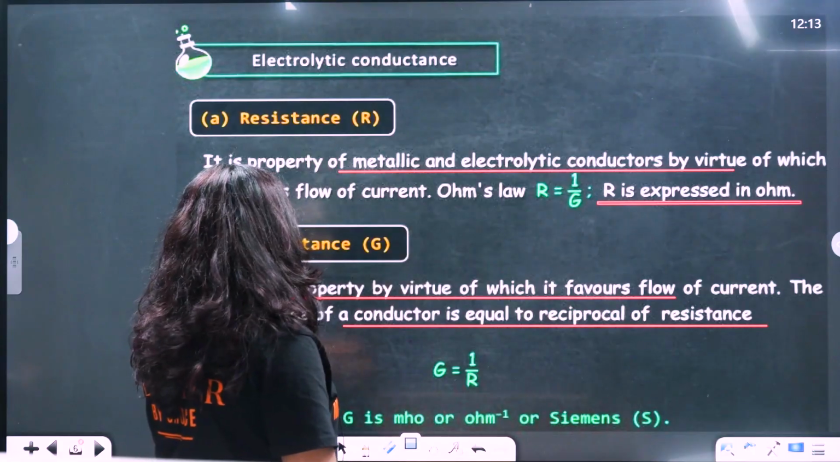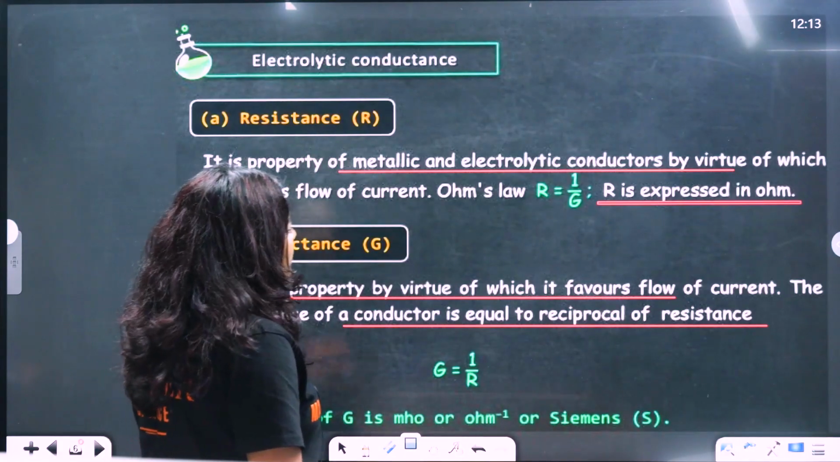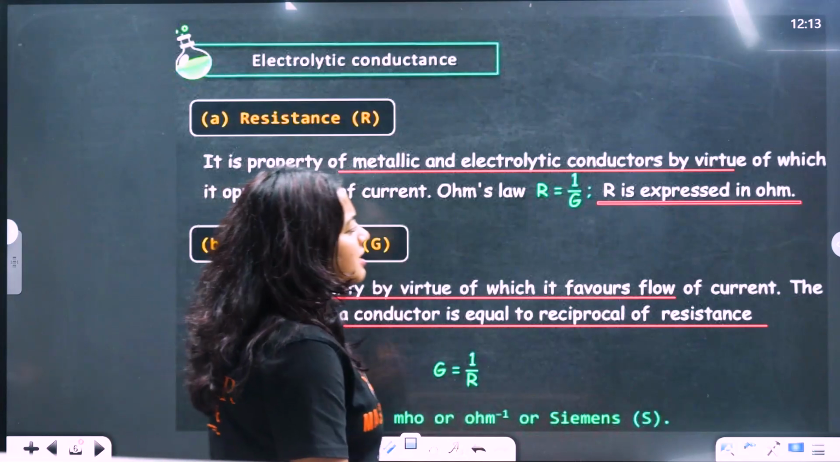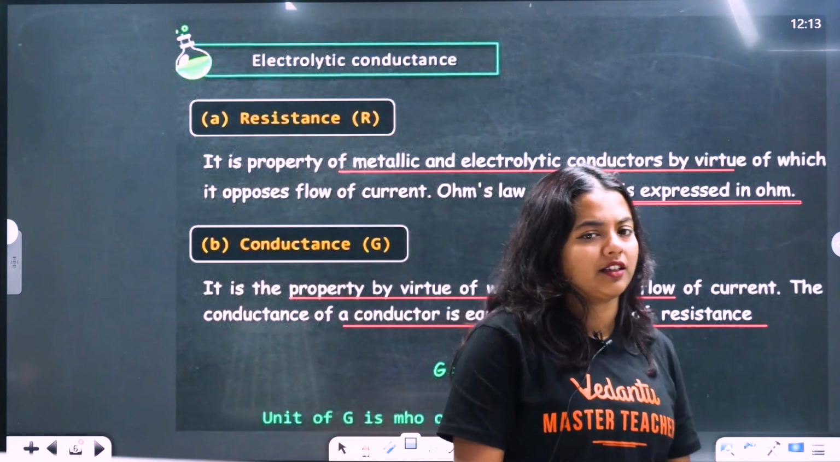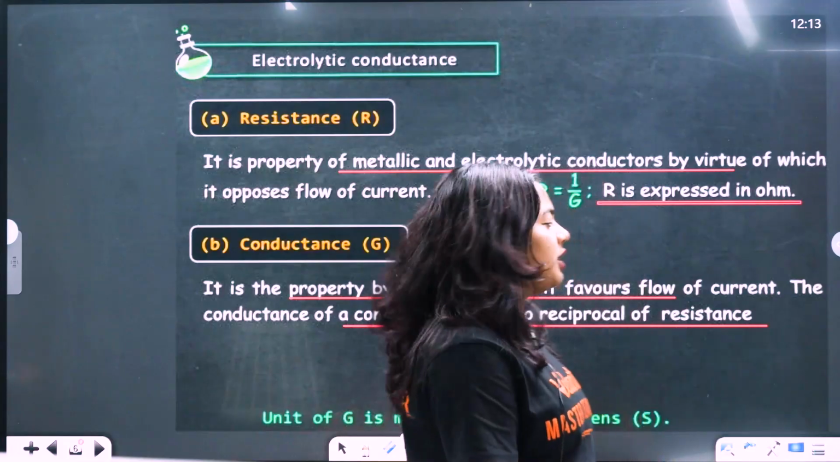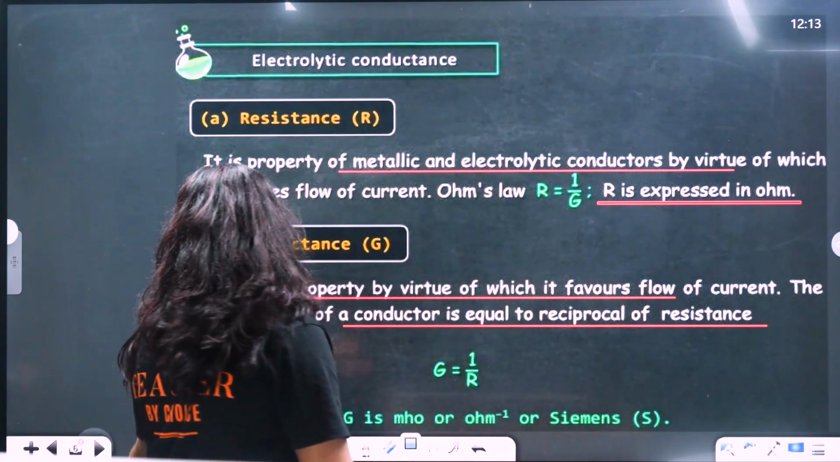The unit of conductance is ohm inverse, or same means ohm inverse is what they usually use. Resistance is the inverse of conductance. So of course conductance is the inverse of the resistance, the reciprocal of the resistance.